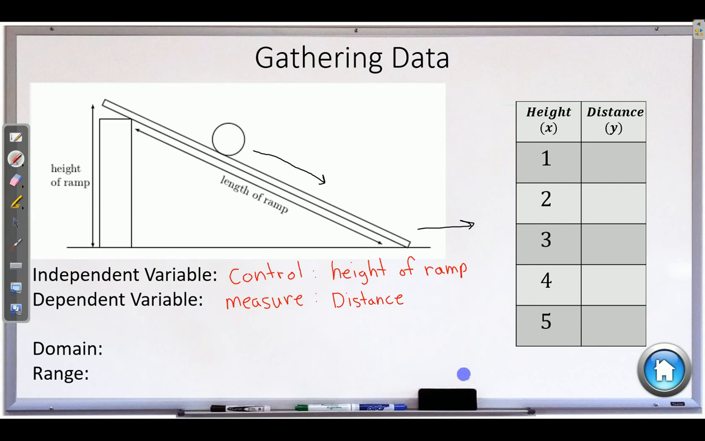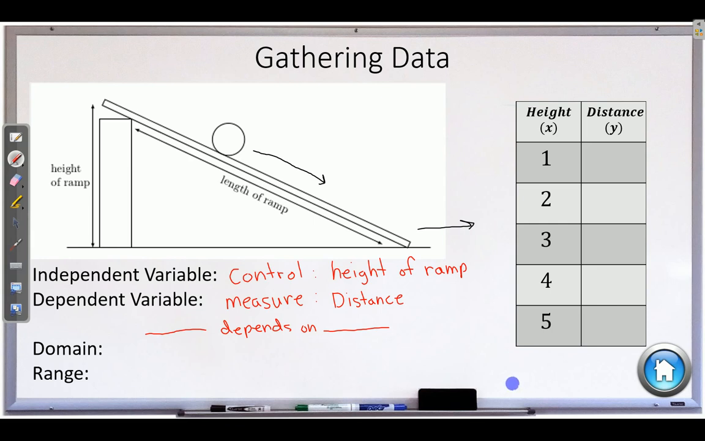Oftentimes, to make sure you have those correct, you can put them in a sentence. Blank depends on blank. And when you fill that sentence in, it should make sense. Just try it out. Does the height of the ramp depend on the distance the ball travels? Hopefully that doesn't make any sense. The distance the ball travels depends on the height of the ramp. I'm hoping that makes sense, and that gives you an idea of what is dependent on what.